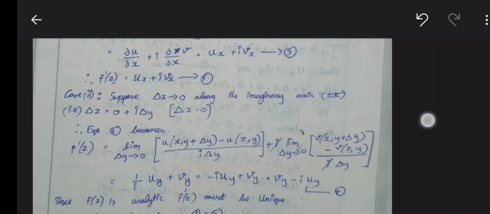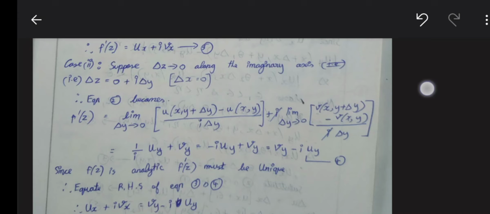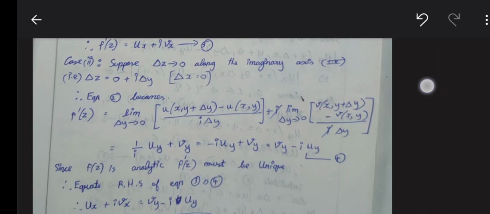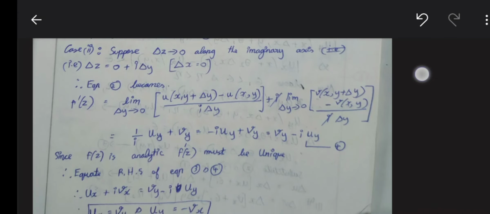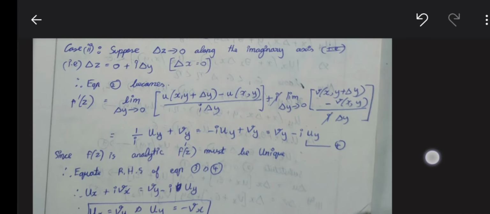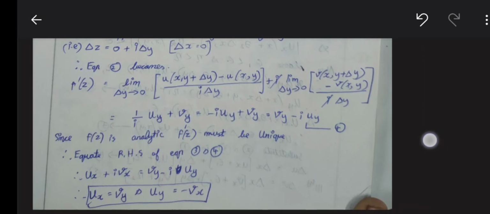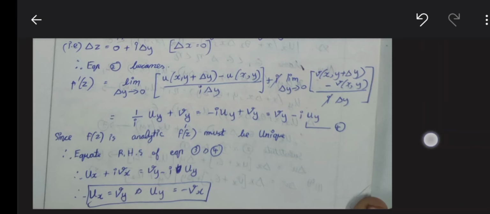What will happen on the imaginary axis? What is the imaginary axis? The y-axis. On the y-axis, only y will be there, and the x part will be 0. The real part will be 0, that is delta x is equal to 0. Taking the same second equation and simplifying, we put delta x equal to 0. Then we get this simplification. i and i get cancelled, and we take common 1 by i times uy plus i vy.